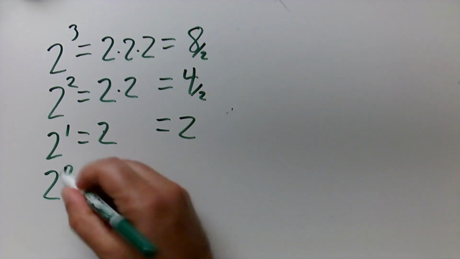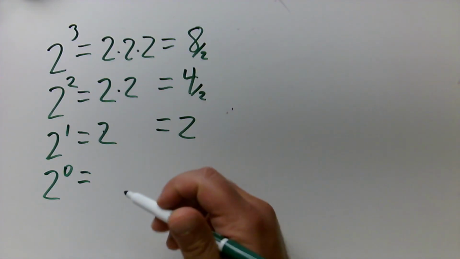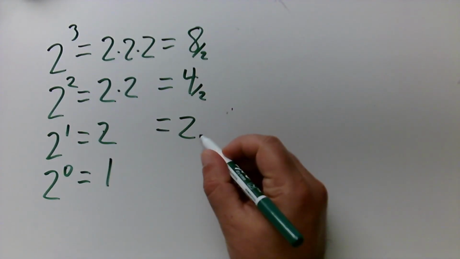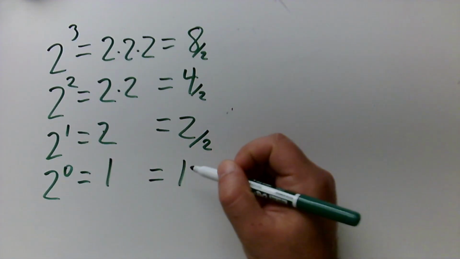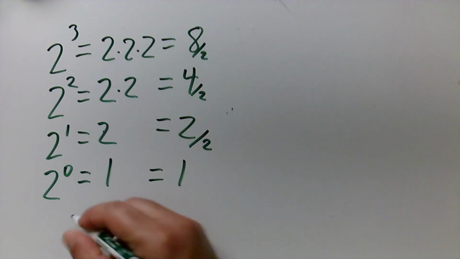And then 2 to the 0 power. Doesn't make much sense, right? Multiply 2 times itself 0 times. But it's actually equal to 1. It would be 2 divided by itself, which is equal to 1. And you could take any number to the 0 power, and it's going to be 1.